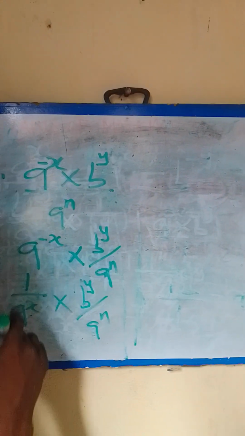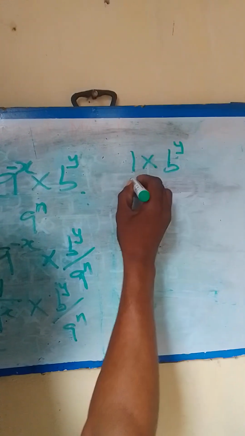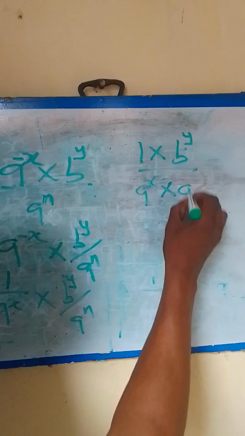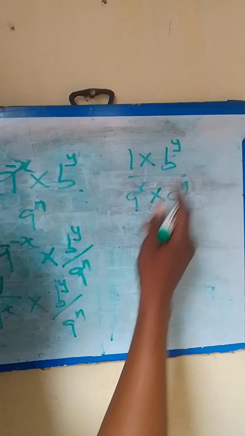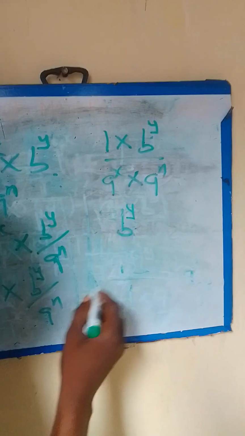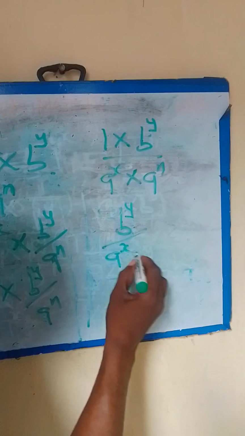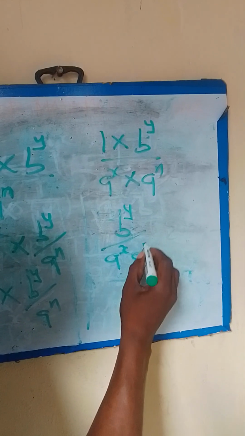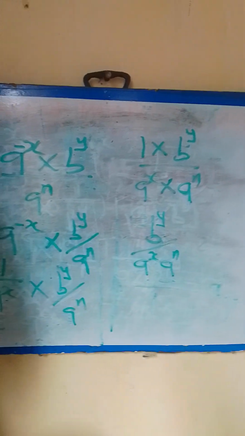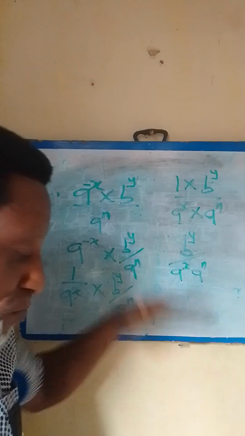So from here, it becomes 1 times b raised to power y all over a raised to power x times a raised to power n. So 1 times b raised to power y is b raised to power y. Like I said, 1 times anything is that thing. So we now have a raised to power x times a raised to power n. Take note of this, because it is going to help you seriously. You need to take note of these processes.